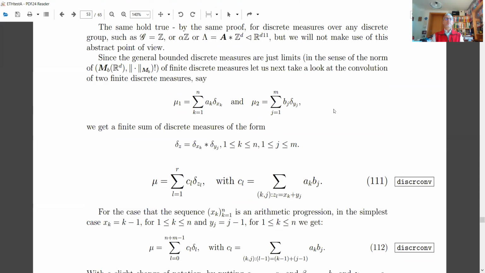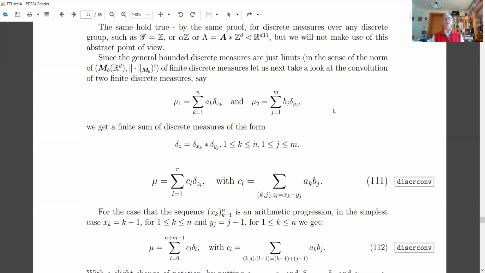So these elements are built up from certain Dirac measures. If you convolve them, you can of course use bilinearity. So you get a linear combination of certain Dirac measures. Only Dirac measures can appear. Well, which ones may appear? Clearly, only those where the point can be written as a sum of one of those x_k's plus one of the y_j's. So if you have finitely many of them, you might get at most n times m different such values.